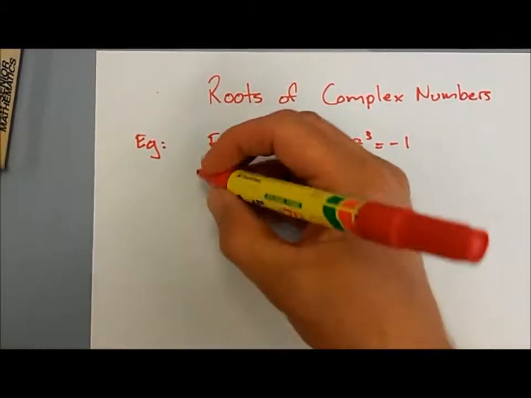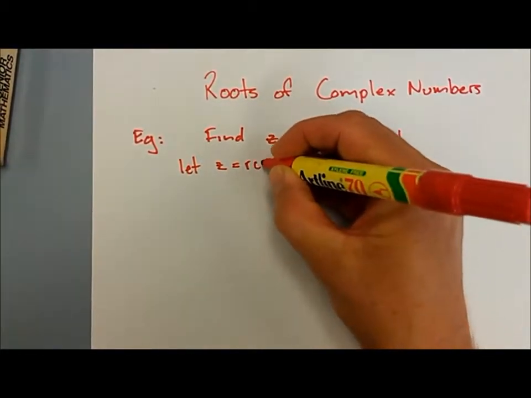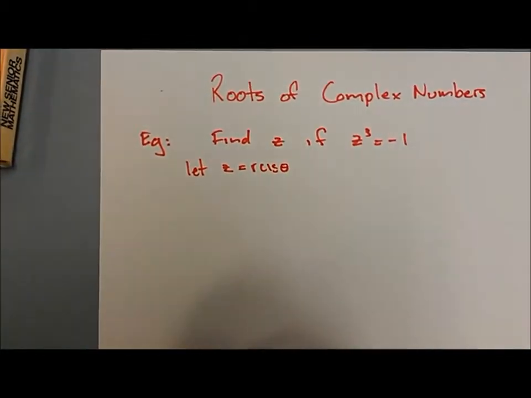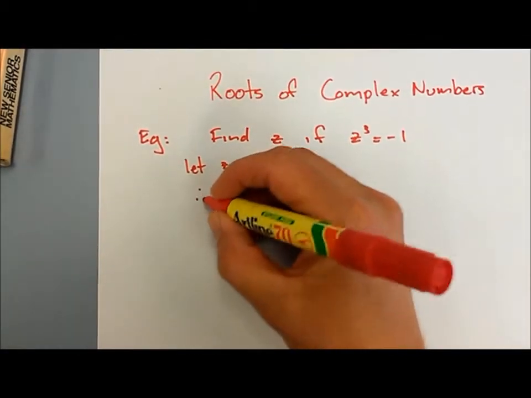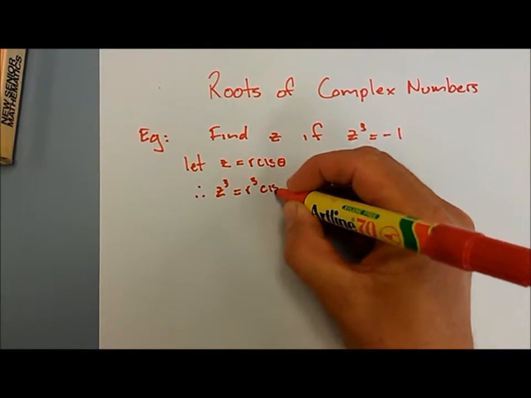Now firstly I will let z equal r(cos θ + i sin θ). And that way I have z cubed, using de Moivre's theorem, as r cubed (cos 3θ + i sin 3θ).